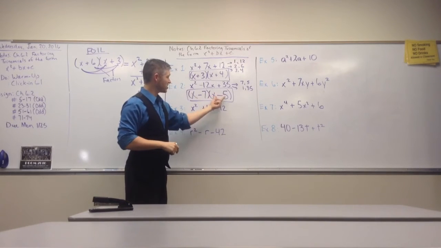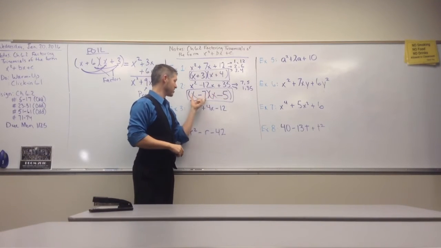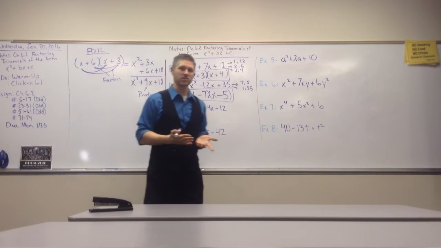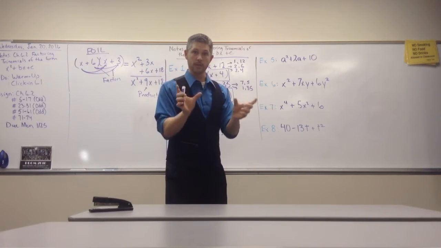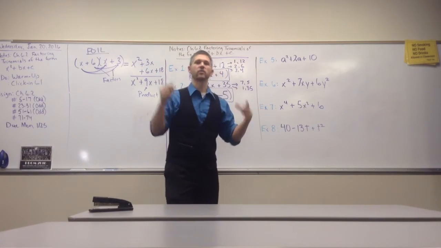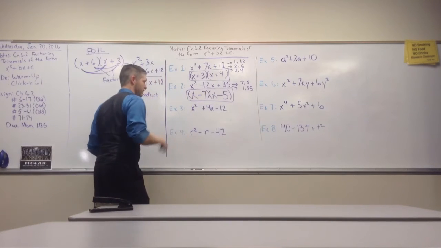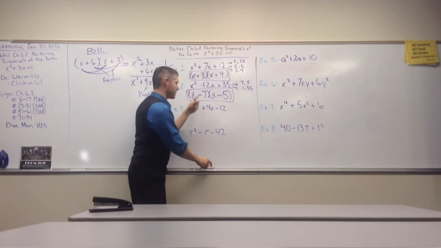Now, it doesn't matter what order these go in. I could put x minus 5 and x minus 7 and it'd be the same answer. It's our commutative property. Remember the commutative property where you can switch orders of things. That'll be okay there. We'll use a different color. I think this might be a little easier. But that's how that works.